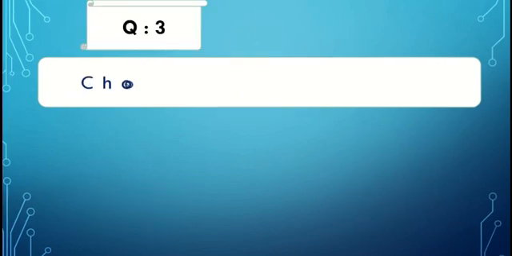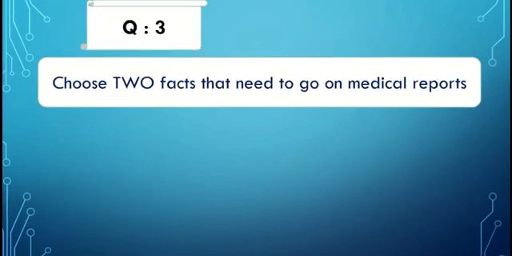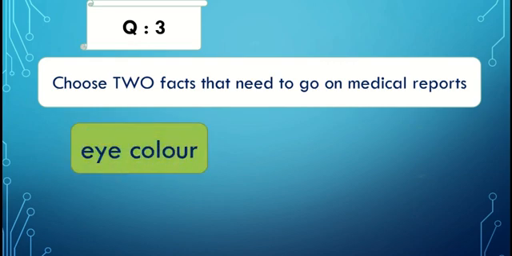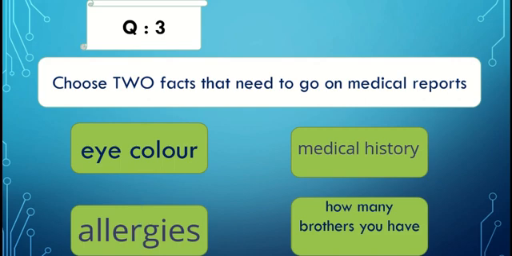Question 3. Choose two facts that need to go in a medical report. Two facts that are needed in the medical report: eye color, or medical history, or allergies, or how many brothers you have. Medical history, allergies.